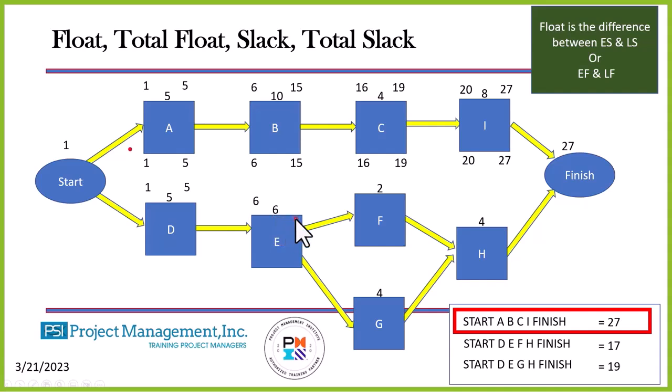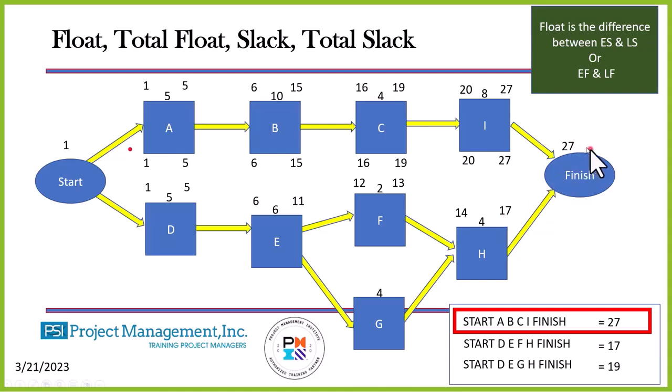The early finish will be 11. Add the duration and subtract 1. The early start of F will be 12. Add the duration, subtract 1. The early finish will be 13. H will be day 14. Add the duration, subtract 1. Will be day 17. The question we have to ask is, is 17 greater than 27?